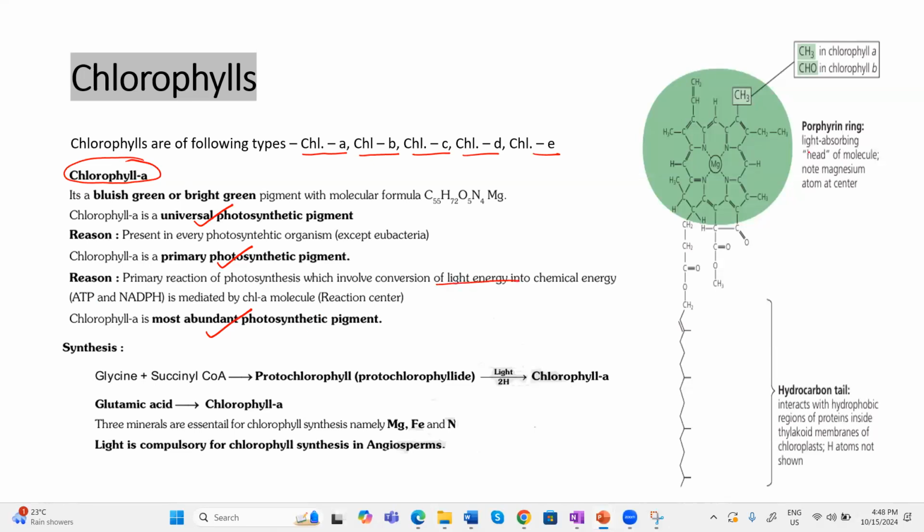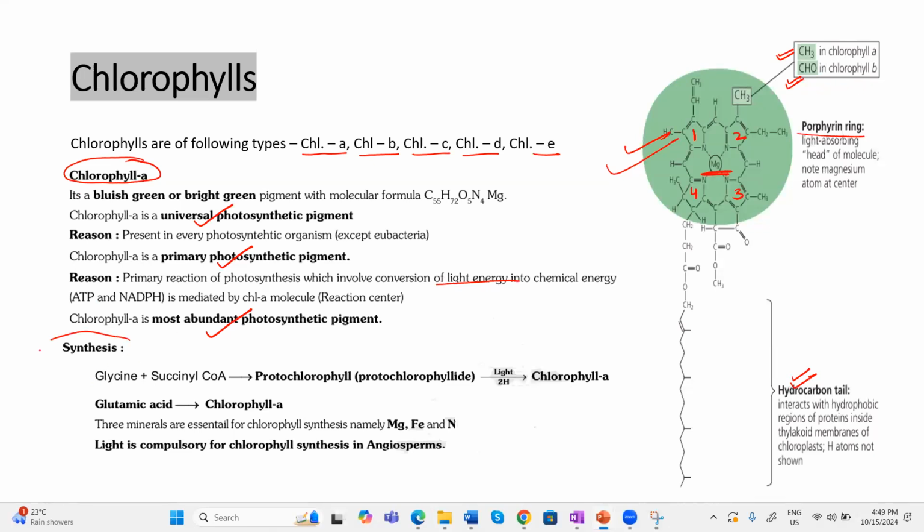Is it clear? If you see the diagram here, please focus here. It has a porphyrin ring, with four pyrrole rings, 1, 2, 3, 4. At the center, magnesium is present in atomic form, along with a long hydrocarbon tail. In the second ring, you will find only one change. A methyl group is present in chlorophyll A, and in place of the methyl group, an aldehyde is present in chlorophyll B.